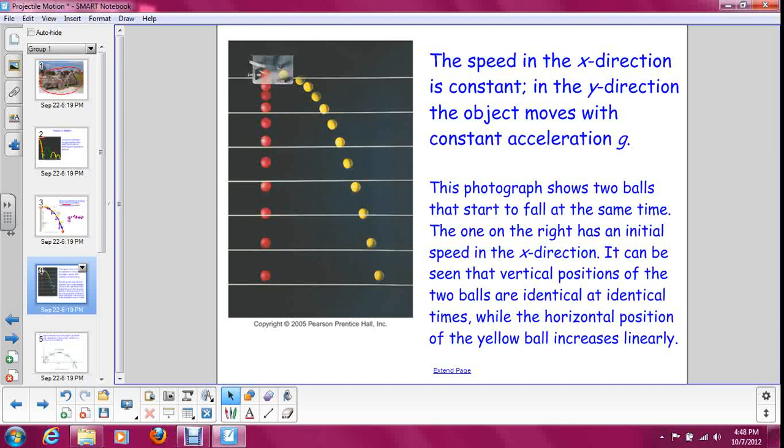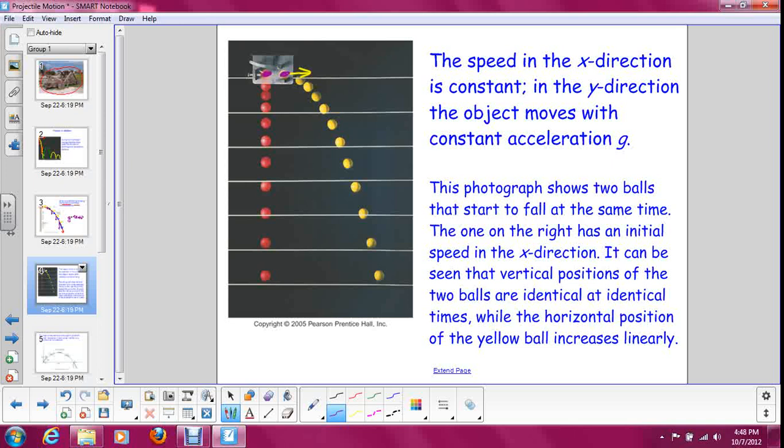So this photograph right here shows us 2 balls that start to fall at the same time. The one on the right, or the red ball, no, the yellow ball, sorry. The one on the right has an initial speed in the x direction. So it's being pushed out. And it can be seen that even though this yellow ball has an initial speed in the x direction, it does not have an effect on the speed in the y direction. In the y direction, both of these balls have an initial velocity of 0.